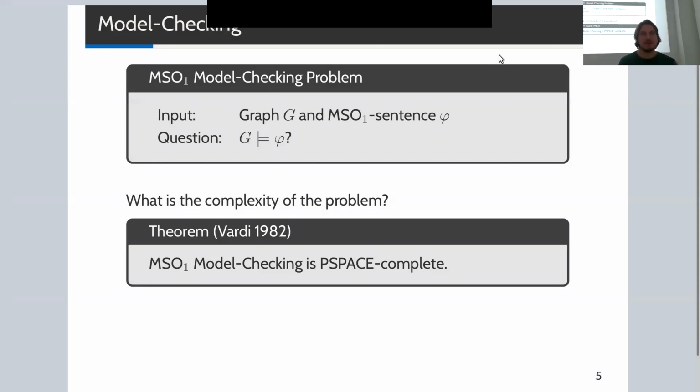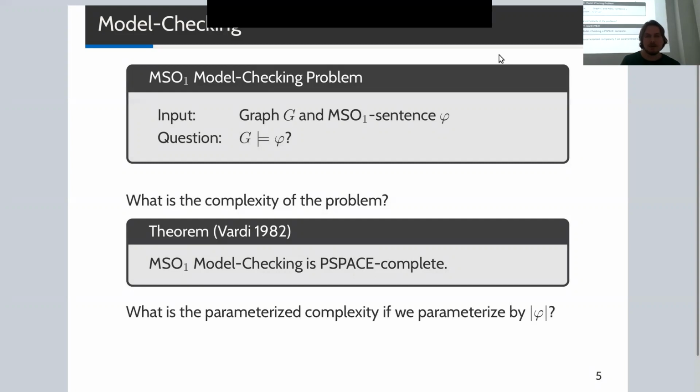So we have to take some structure of our graph into account, which is going to be tree width. But first you can also wonder, can you parameterize the problem maybe by the length of the formula? Usually the formulas we're considering are short. So can you maybe get a running time of the form f of phi times poly n, or maybe only n to the f of phi? This would be like an FPT or an XP algorithm in the formula length.